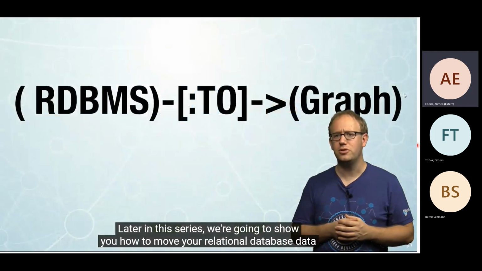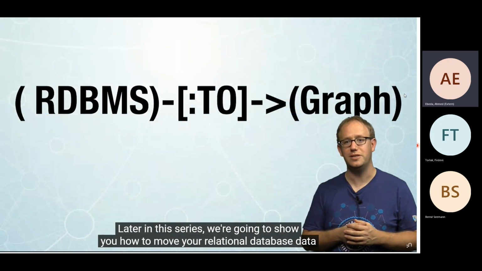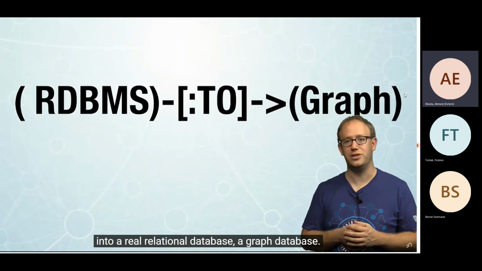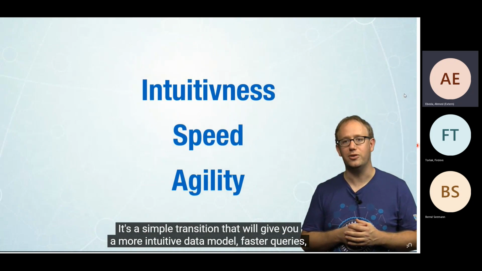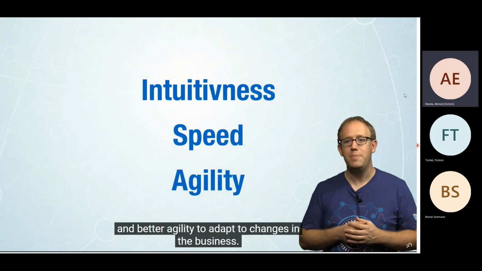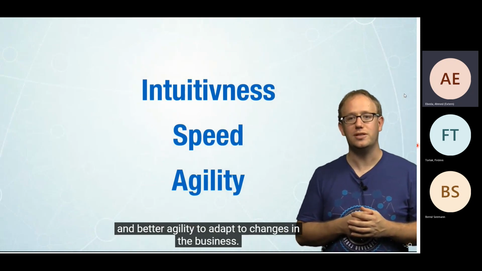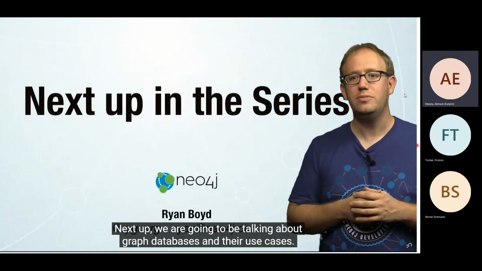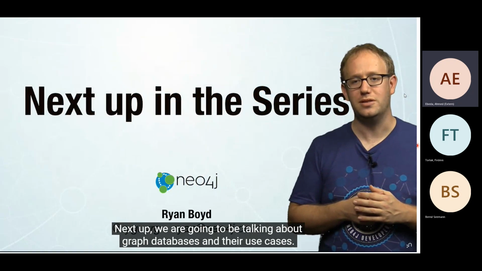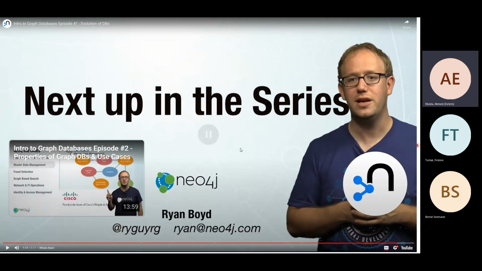Later in this series, we're going to show you how to move your relational database data into a real relational database, a graph database. It's a simple transition that will give you a more intuitive data model, faster queries, and better agility to adapt to changes in the business. Next up, we are going to be talking about graph databases for social fraud detection.